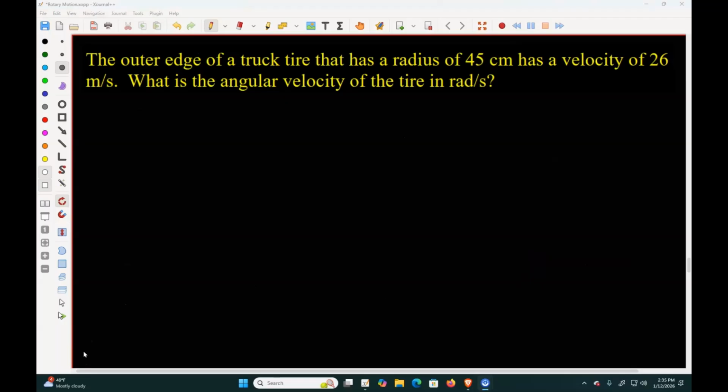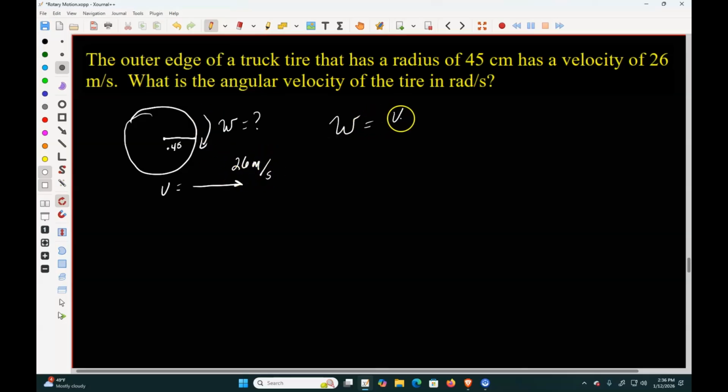The outer edge of a truck tire that has a radius of 45 centimeters has a velocity of 26 meters per second. What's the angular velocity of the tire in radians per second? All right, so I have a tire. Its radius is 0.45 meters. It has a velocity of 26 meters per second.